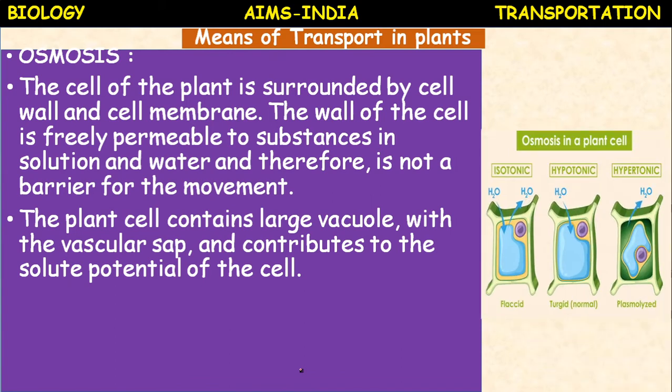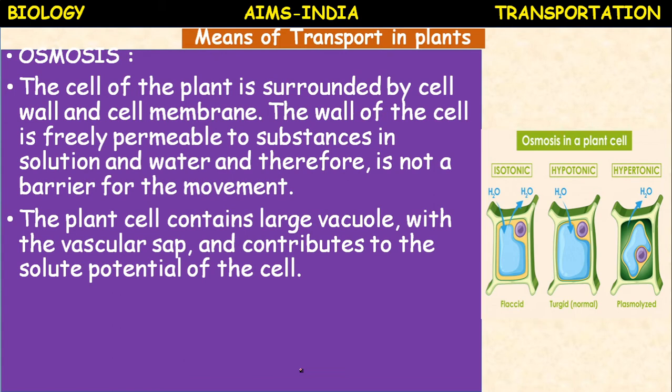So here osmosis in plants, the three conditions: isotonic, hypotonic, hypertonic conditions. Means depending upon the concentration of the vacuolar sap, the first one is isotonic, means the concentration is the same as that of the external environment. Hypotonic means less concentration compared to the external environment.